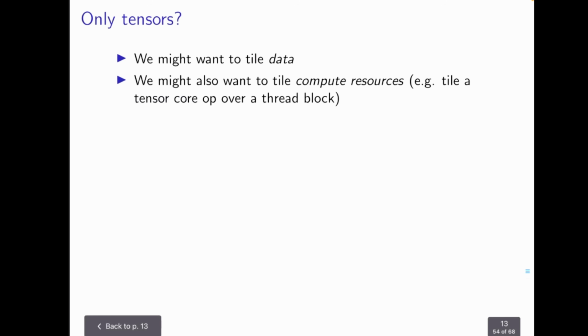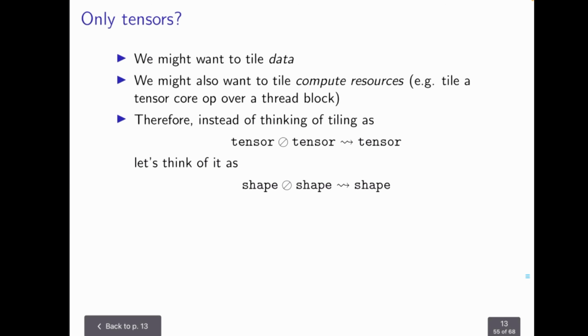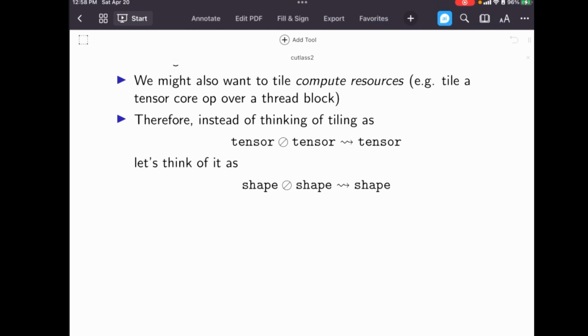You don't only want to tile data. Oftentimes, when we think about how these accelerators work, we want to tile up compute resources as well. You might want to take a tensor core operation that logically requires a certain number of threads to perform, maybe an entire warp, for instance, and it also takes a certain amount of data. So I need a tiling pattern that maps both onto compute resources and onto data. So instead of thinking of tiling tensors, I'd like to generalize it and say, I can tile shapes.